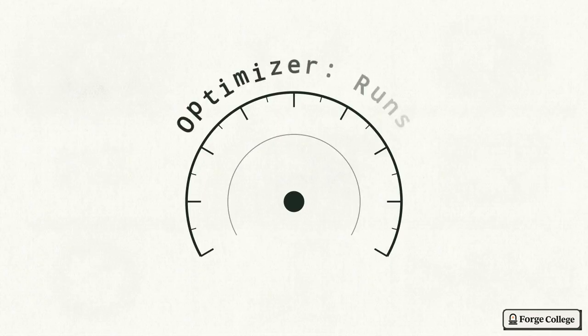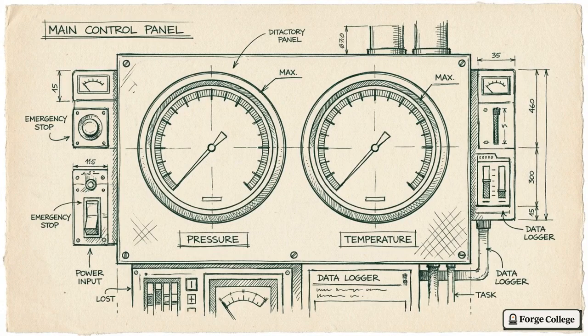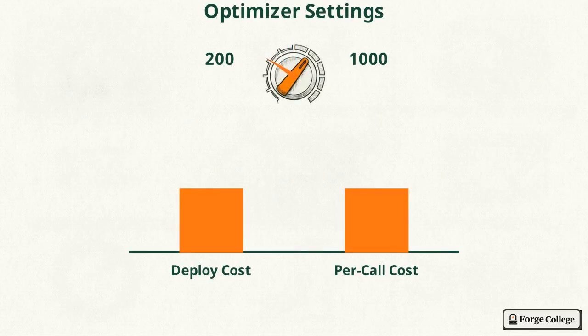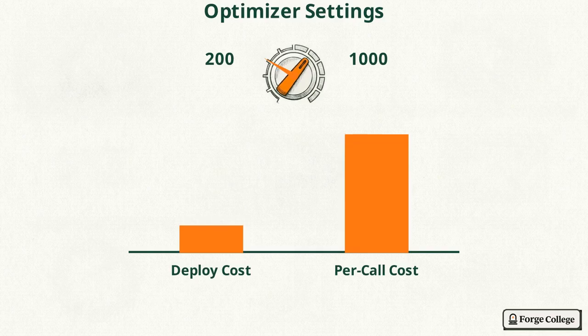You have an efficiency dial called the optimizer, and specifically a setting called runs. Tuning the optimizer forces a choice between two financial costs: the upfront fee to deploy your contract to the network and the long-term gas costs for people to actually use it. Turning the dial down to a low number, like 200, tells the factory to build the contract quickly without overthinking it. As you can see on the cost chart here, the result is a contract that is cheaper for you to deploy initially, but users pay more gas every time they interact with it.